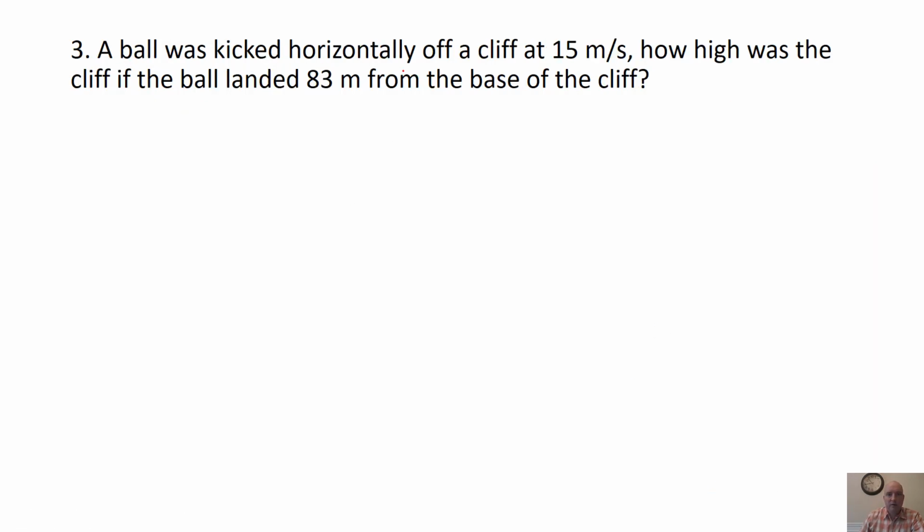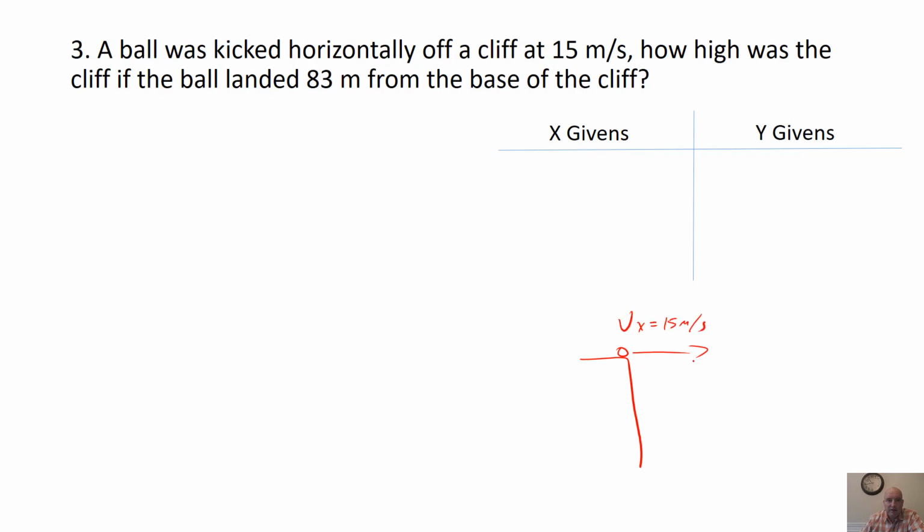Next problem, ball was kicked horizontally off a cliff. So we've got a cliff. Notice a common theme to these problems. We're going horizontally at 15 meters per second. How high was the cliff? Okay, so how high was the cliff? Y equals question mark. How high is this? If the ball lands 83 meters downrange. So when this happens, it's going to land down here.